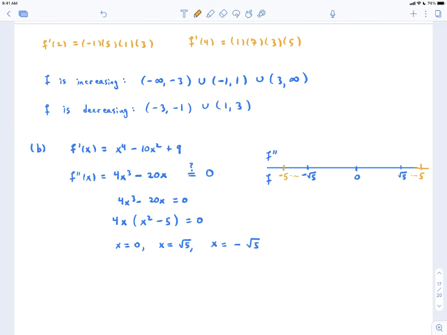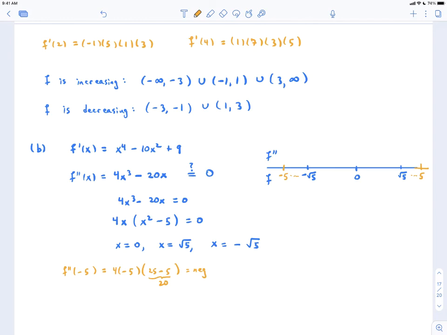Okay, so let's just compute f double prime at negative 5. And again, we only care whether it's positive or negative. So we're going to have 4 times negative 5 times negative 5 squared, which is 25, minus 5. And this is going to be negative because this is 20, which is positive, times a negative 20.